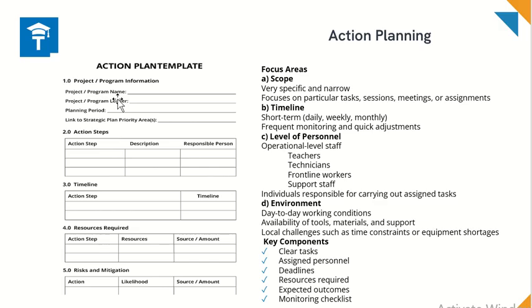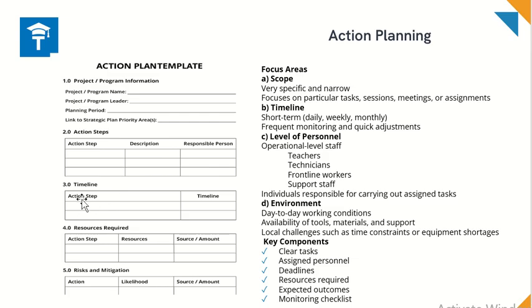This is the project, the program information, the project or the program name. It's indicated there. The program leader, the name is indicated there. Then the planning period, in terms of time, it's indicated there. Then the link to strategic plan priority area we indicate there. Then we have the steps, the action step, the description, the responsible person. Maybe the step number one, I'm supposed to do this and this, you indicate in the description. Then the responsible person, who is going to do that.